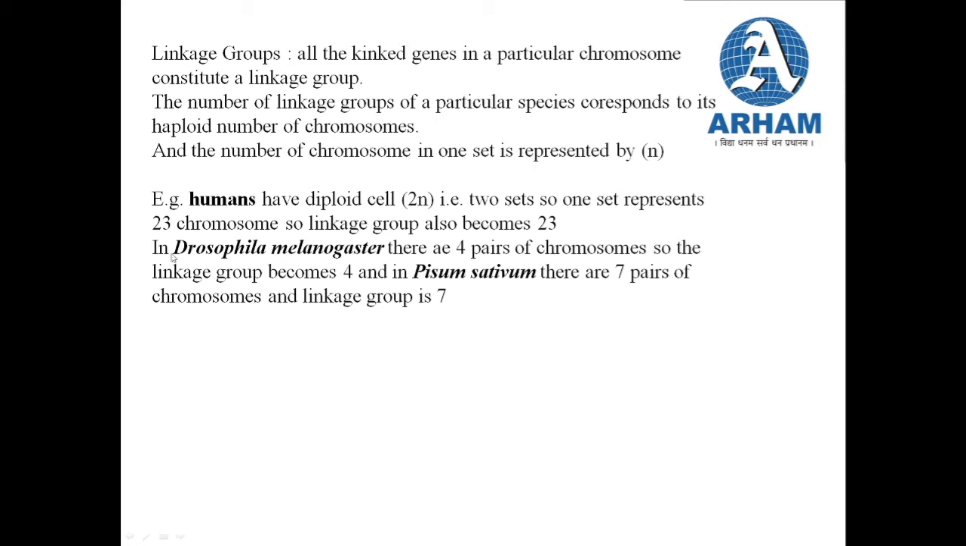The next example is Drosophila melanogaster. In Drosophila, or the fruit fly, there are 4 pairs of chromosomes, so the linkage groups become 4. And the third example is Pisum sativum, or the garden pea plant, where there are 7 pairs of chromosomes and the linkage group is again 7. So that is how we can say that the linkage group of a particular species corresponds to the haploid number of chromosomes present in each cell of that organism.